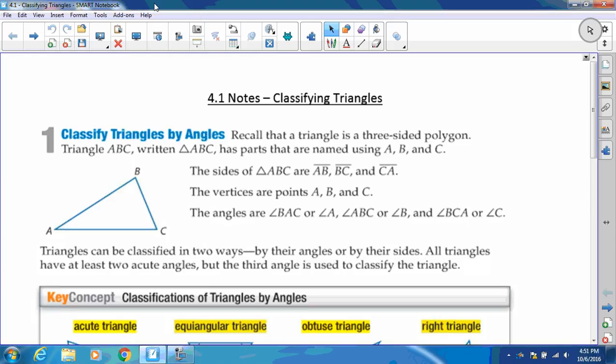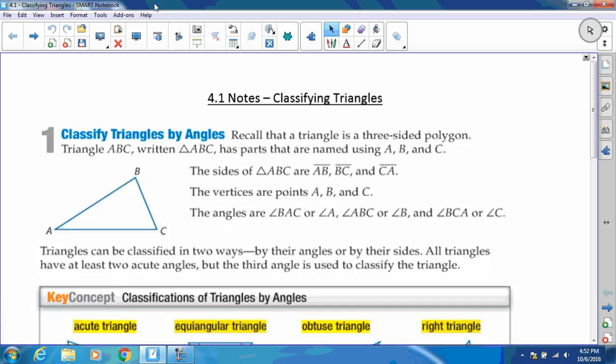All right, today we're going to be starting chapter 4. And chapter 4 is all about triangles. And we're going to start off in 4.1 learning of different ways that we can classify triangles. So we can classify triangles by their angles and also by their sides. We're going to first talk about their angles.